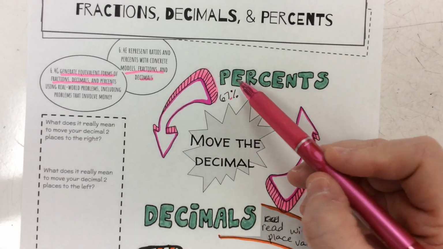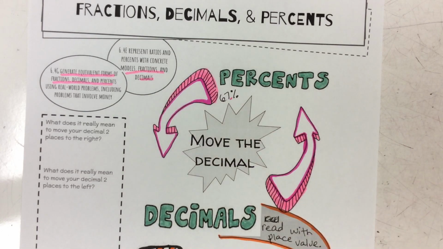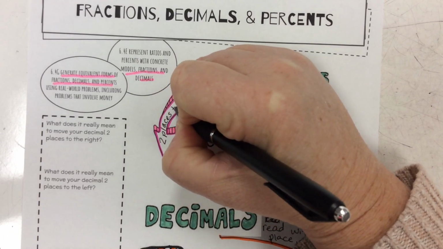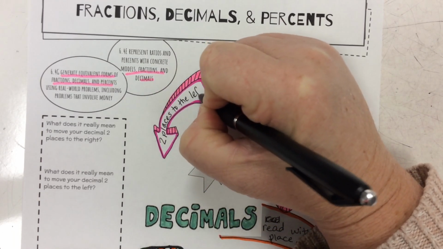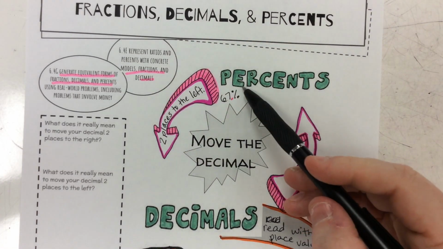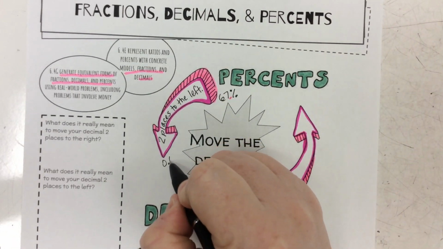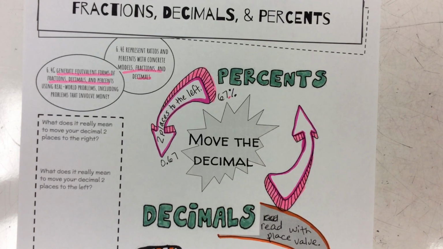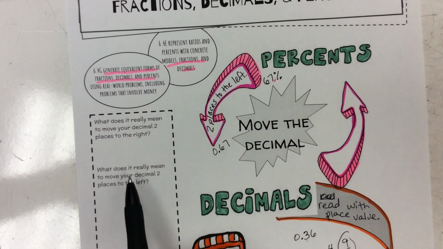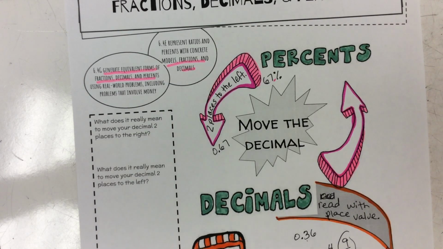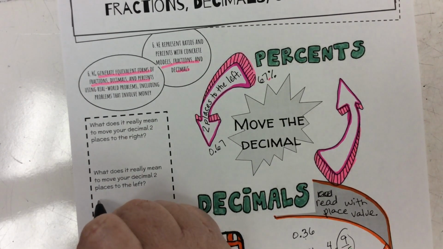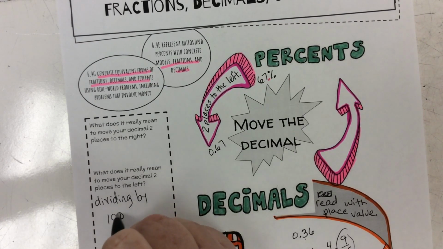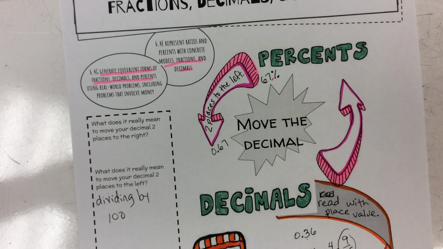So it says move the decimal. If you're going from percent to a decimal, I'm going to write 2 places to the left. Okay, we're going to move it. If I have a percent, I'm making a decimal, it would be 0.67. That's 67/100ths, and 67% means 67/100ths. Now, what does it really mean to move your decimal 2 places to the left? What am I really doing? I am dividing by 100. We are dividing by 100 when I move 2 places to the left.